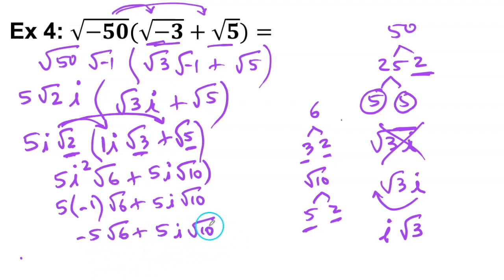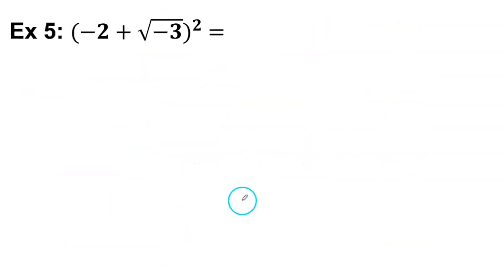No. So here comes the famous a plus bi, right? I have a real number in the beginning, which is negative 5 square root 6, plus bi, and this is my imaginary part. Okay, so this is the complex number in standard form. All right, let's do one more.